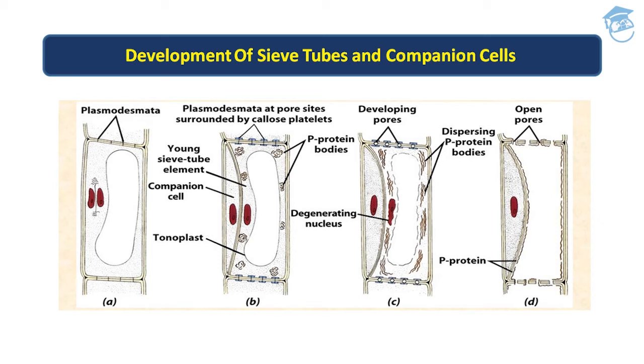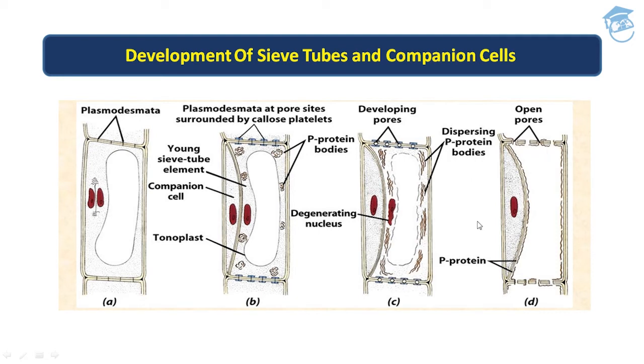As the phloem progresses, or you can say as the phloem ages, callose platelets form more and more. So the plasmodesmata at the pore site are surrounded by callose platelets, and it has a P protein body, which is a unique characteristic of phloem, which I'll be explaining in detail in my next section of the presentation. And this is the degenerating nucleus, which is present in the sieve tube element, and this is the companion cell, which has a prominent nucleus, and it has dispersing P protein bodies.